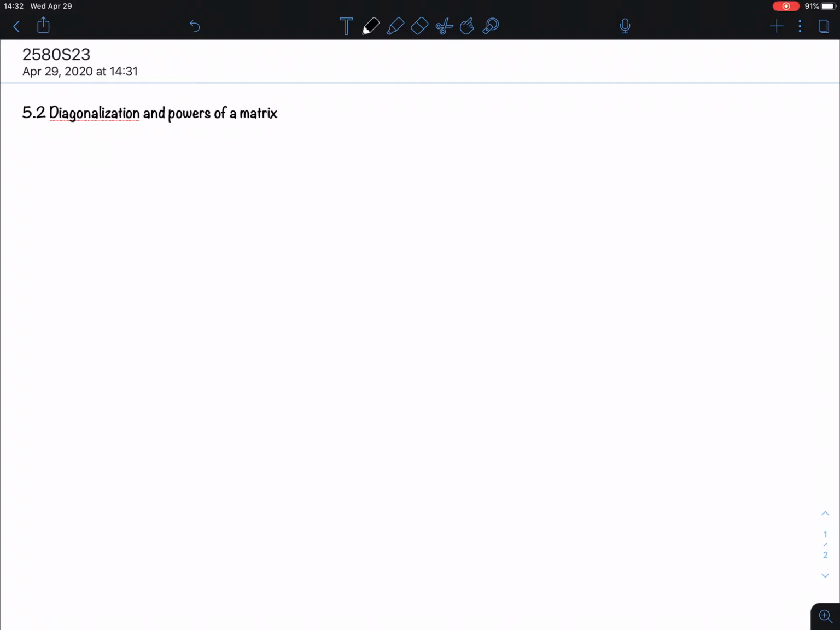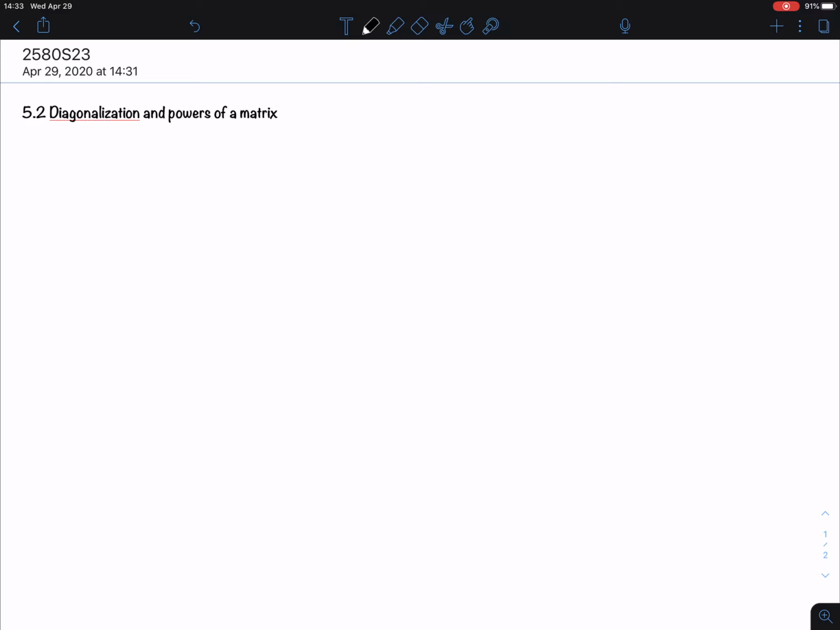Okay, so we're still going to do something about 5.2. I split it in two, I told you, because it's kind of a lot of calculations, as you have noticed by now, and the following thing is even a little bit more. So I'm going to do basically an application of diagonalization, namely powers of a matrix.